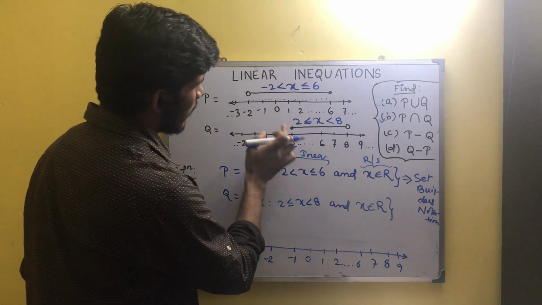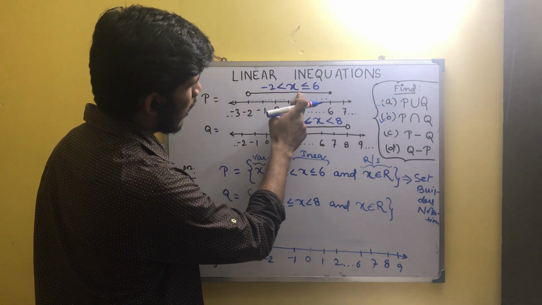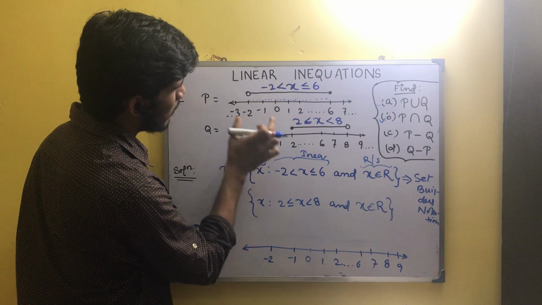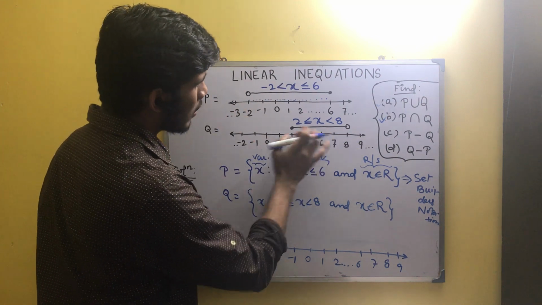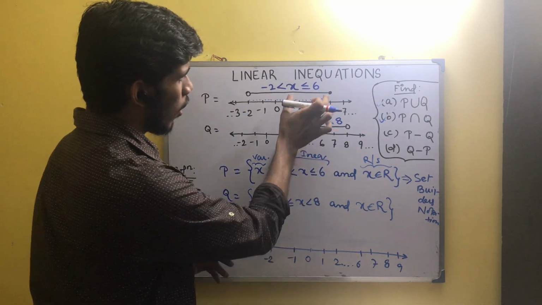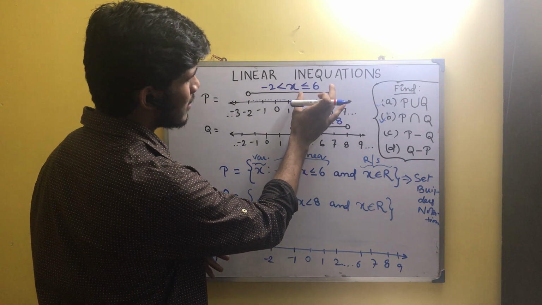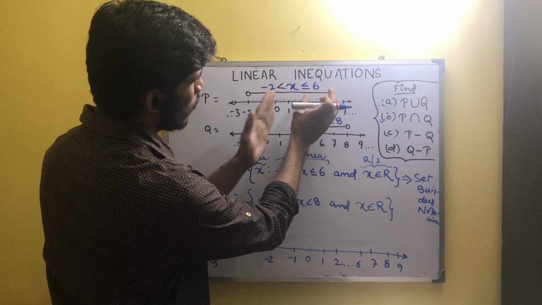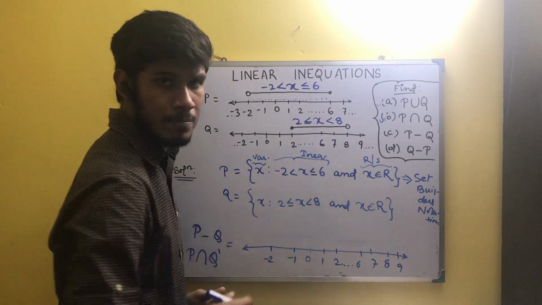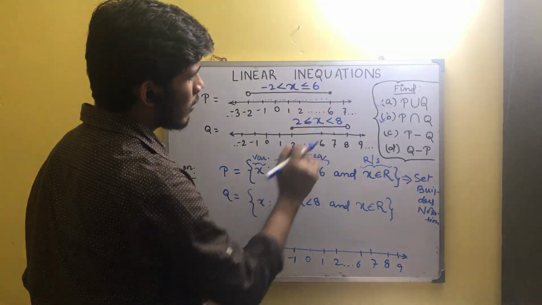We can see that from -2 to 2, these are the values that belong to P only, and all the rest of the values are included in Q. Of P, that is from 2 to 6, this is the remaining part. If we exclude -2 to 2, 2 to 6 is also included in P and in Q. So we cannot take those values.